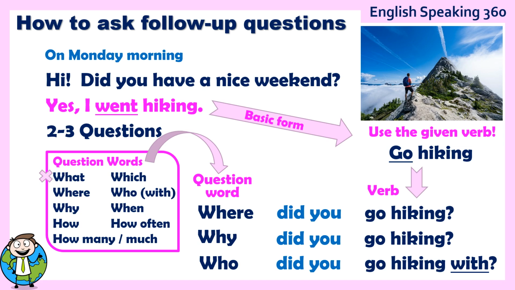Okay? Good. Now, you notice in the question words, what cannot be used. What did you go hiking doesn't make sense. Which did you go hiking doesn't work. How often did you go hiking doesn't work, because with how often, usually we say, how often do you go hiking? Okay, good. Same thing with how many. How many do you go hiking? How much do you go hiking? Not so good. So these ones were not possible.